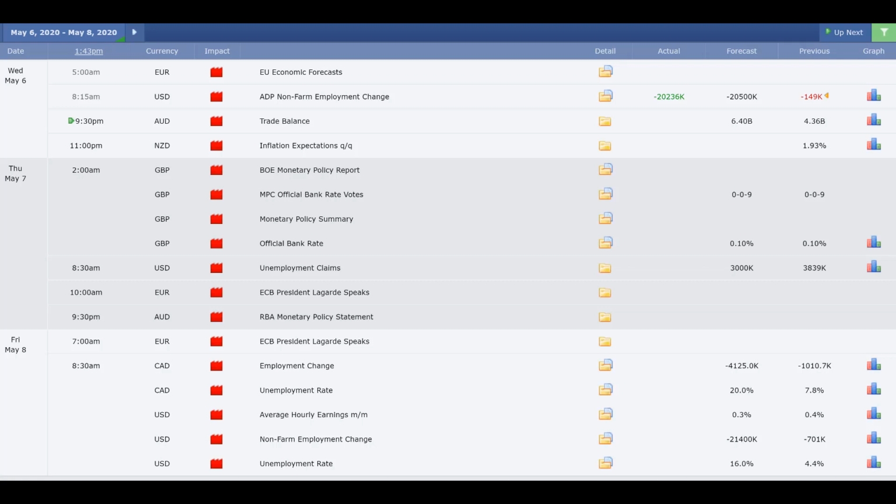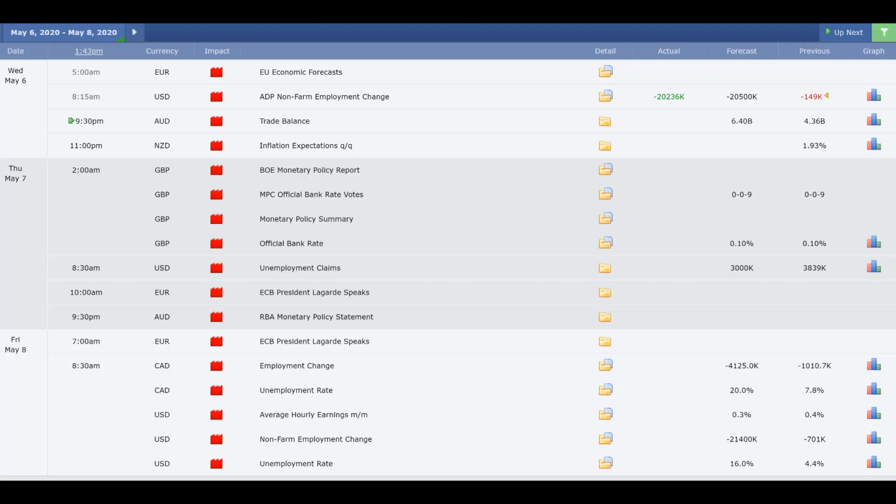All right, so here's the economic calendar. I believe, if I'm not mistaken, I did not include it on the weekend review, so I apologize for that, but you all know how to find it anyway. This is what's on tap for the remainder of the week.